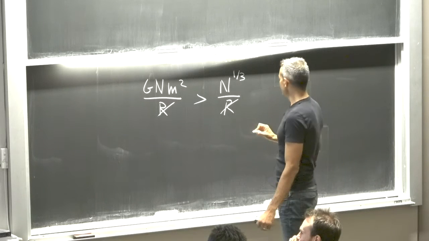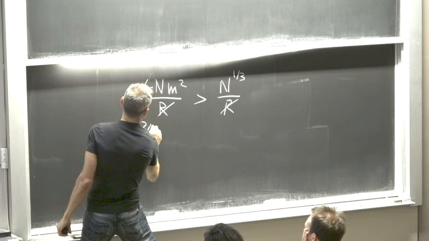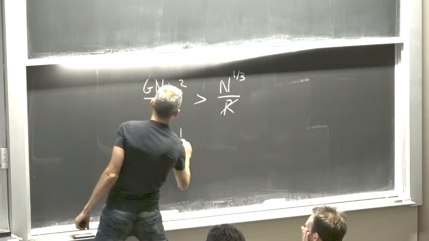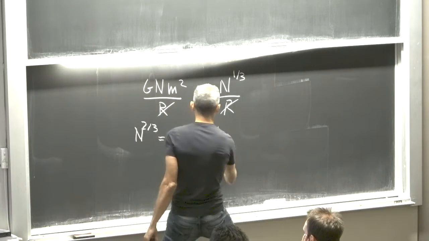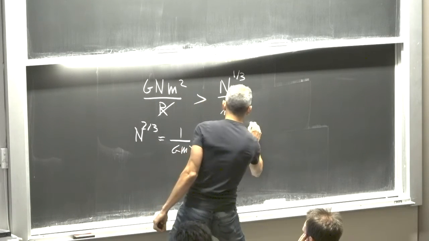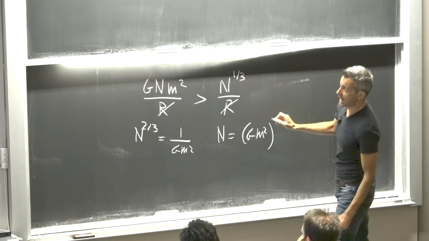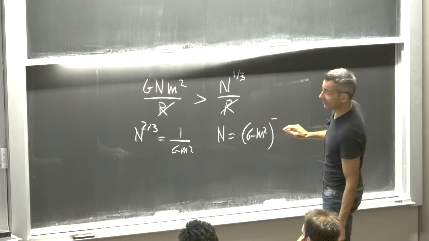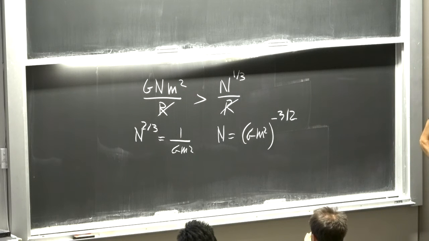So there's one pretty interesting thing which happens, which is this. And then everything is pretty simple because you've got n to the 2/3, which you want to be equal to 1 over G m squared. And so the number of fermions that you have to have for gravitational collapse is (G m squared) to the negative 3/2. Okay? So super simple. You have an exact determination of the number of fermions that are self-gravitating such that you collapse into a black hole.